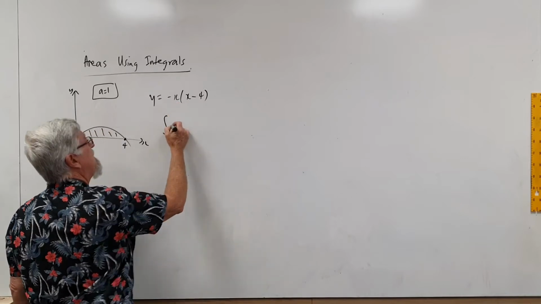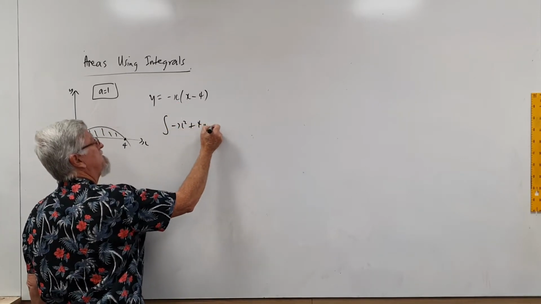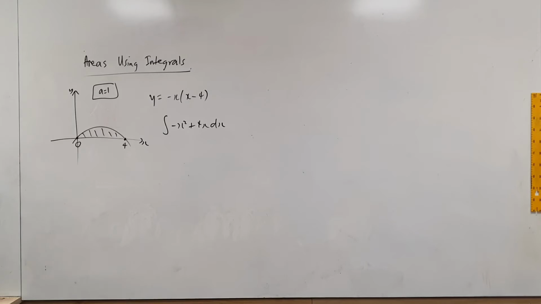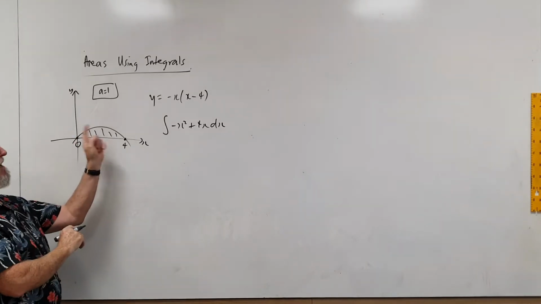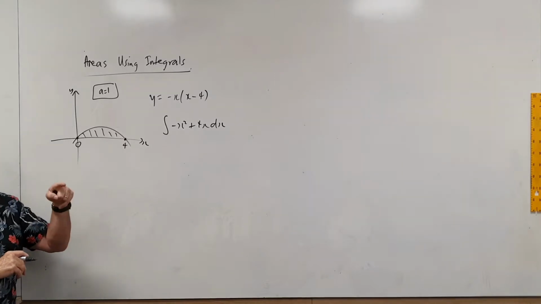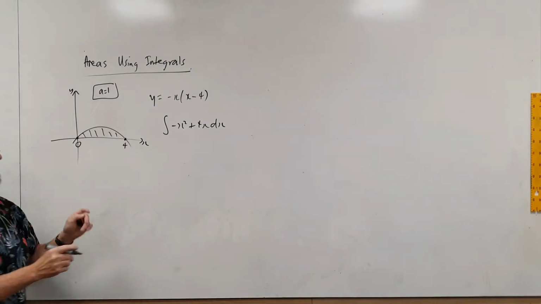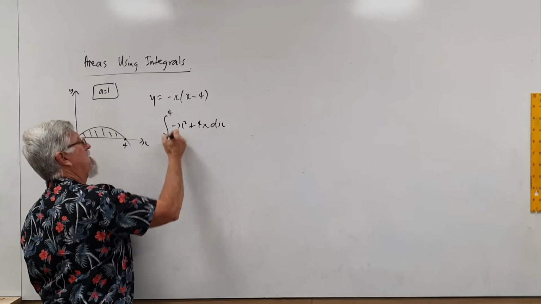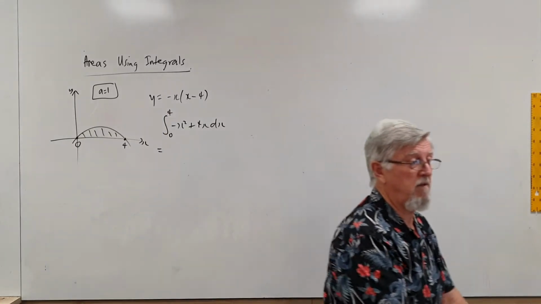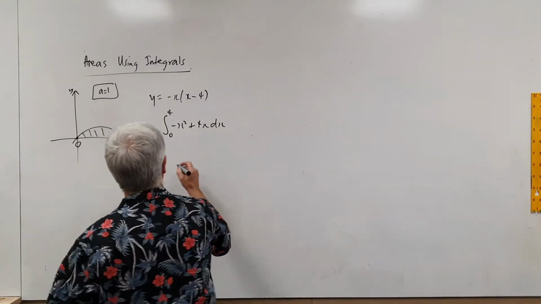So that's the integral of minus x squared plus 4x dx. So what are we going to get? The area under the curve between there and there, from 0 to 4. How do you do the question? Come on, tell me, Ash. How do you integrate it?